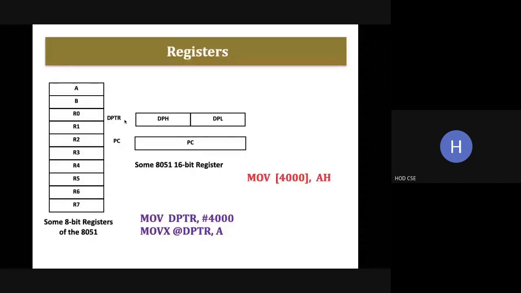And as I said, DPTR is the data pointer register. It is a 16-bit register, made of DPH, which is 8-bit, and DPL, which is another 8-bit register. And then PC is the program counter. So these are the programmable registers which we can use in our program: the accumulator, B register, R0 to R7, the DPTR register with DPH and DPL, and the program counter.